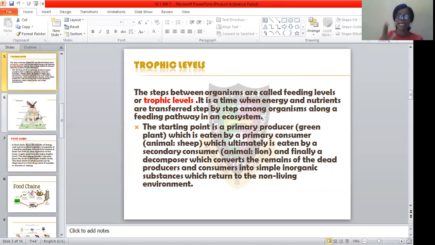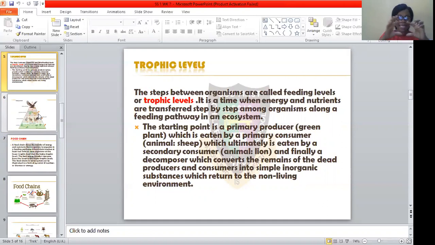That is where you will see the green plants, which are eaten by primary consumers, that is, animals, for example, sheep, which ultimately is eaten by a secondary consumer, another animal, e.g. a lion. And finally, a decomposer, which converts the remains of the dead substances, which return to the non-living environment.